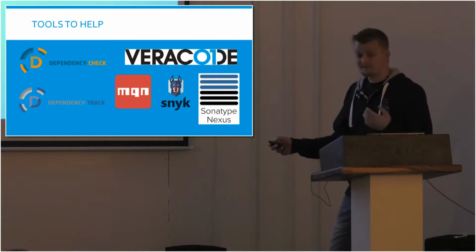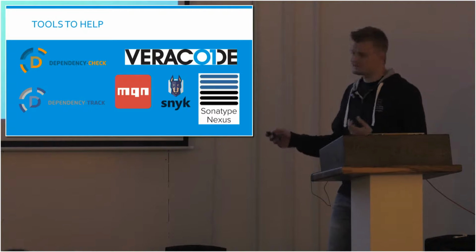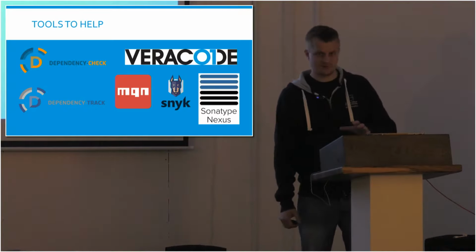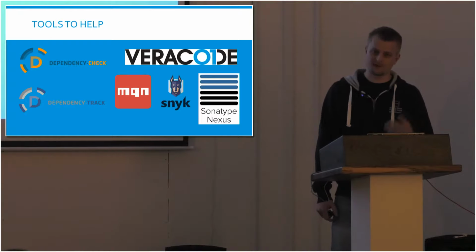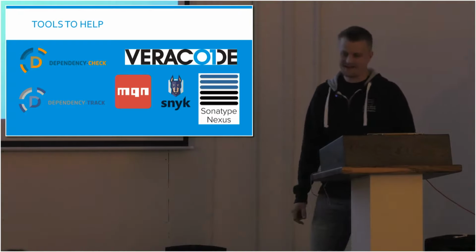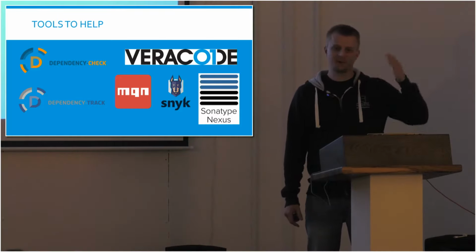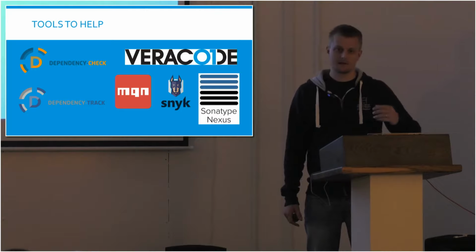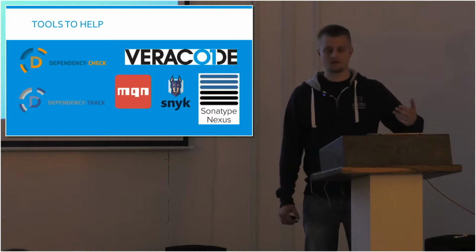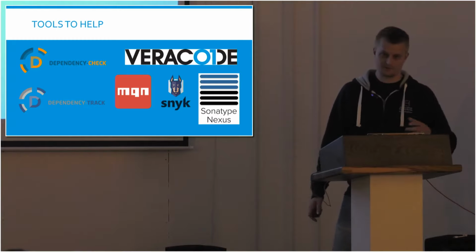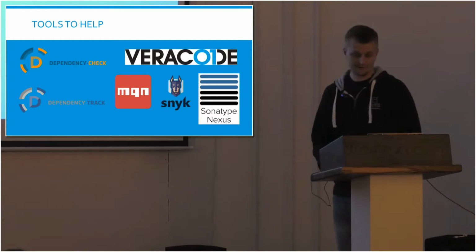Snyk I've not used, but it does a similar thing. Sonatype Nexus: their free version I don't think does much. It's once you start paying for things, surprise. They have a tool called Firewall where you can set policies and only allow, or block, libraries coming in that you deem above a certain threshold in terms of security rating.